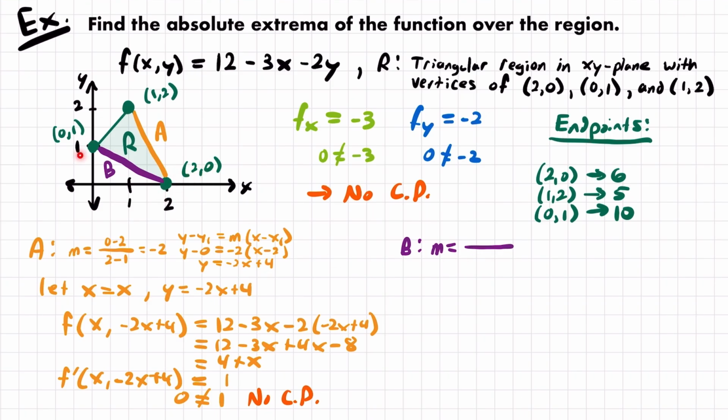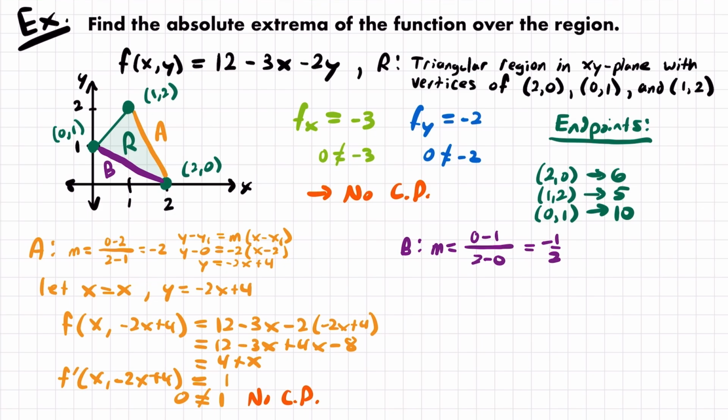I'll use (2, 0) and (0, 1). And I'll let (2, 0) be the first point again. So we'll have 0 minus 1 in the numerator. So I'll write 0 minus 1. And then for the denominator, take 2 minus 0. So I'll write that in here, 2 minus 0. So just as we said earlier, we get negative 1/2 for the slope.